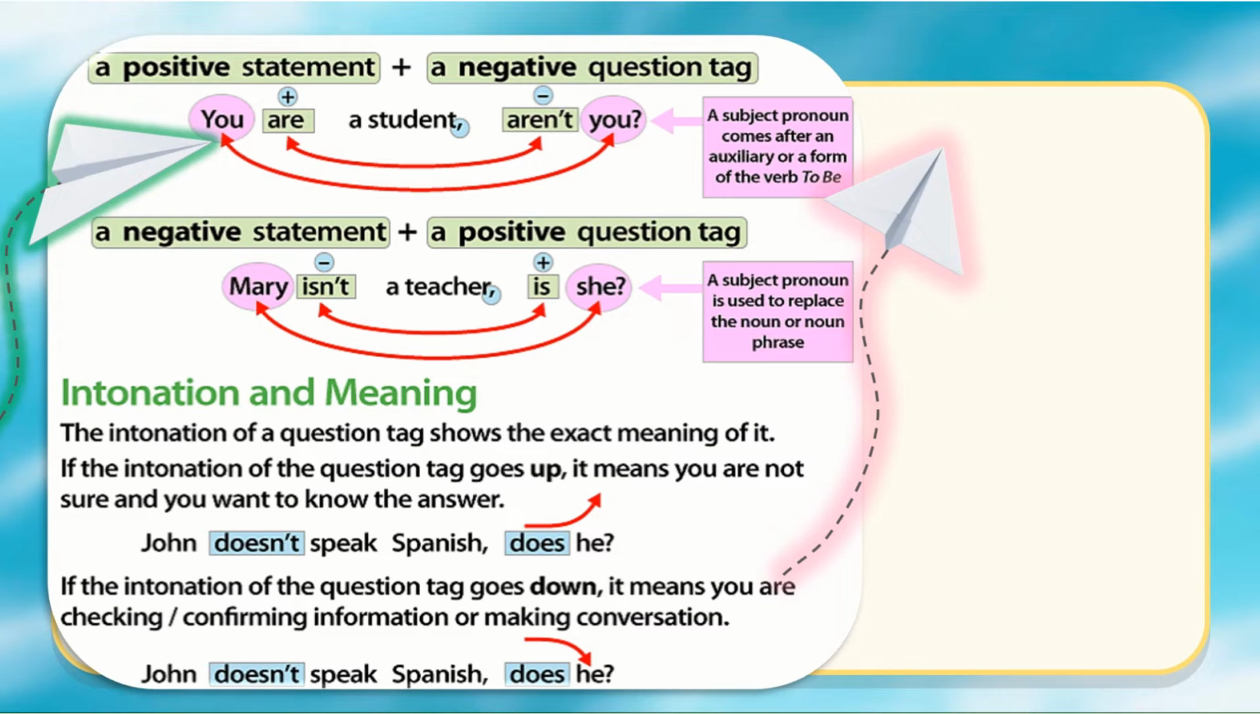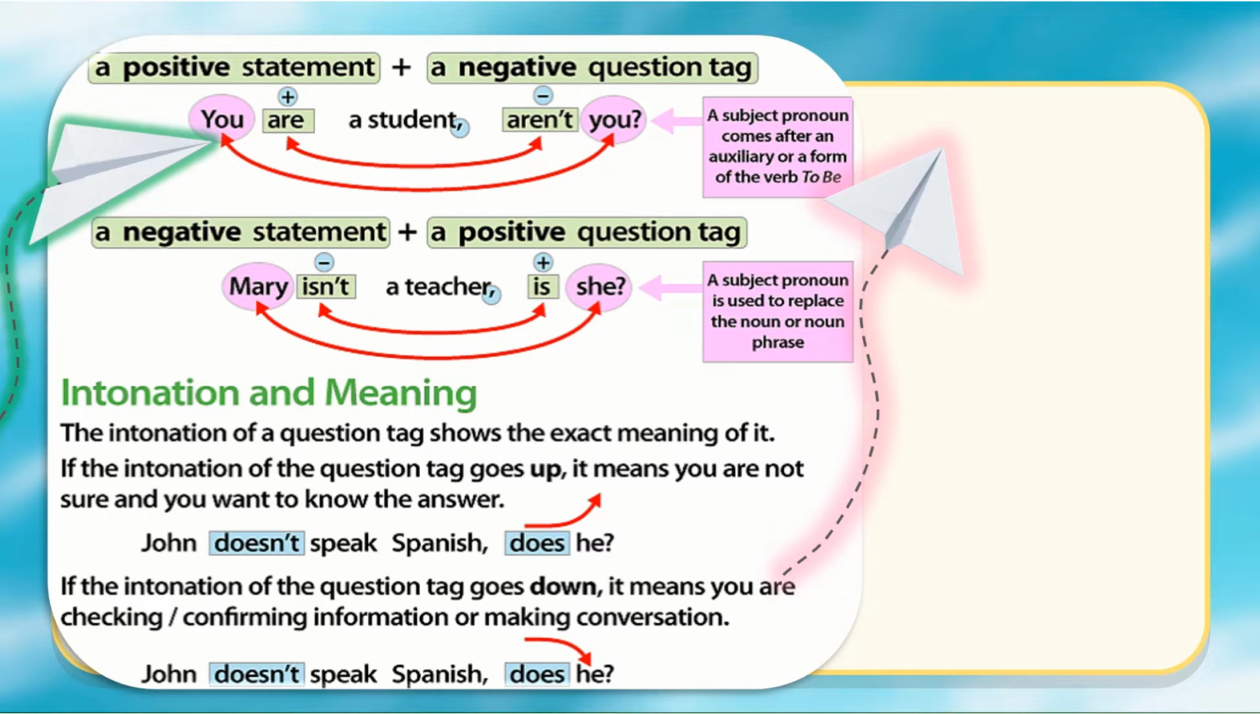You have a positive statement plus a negative question tag. First, you have: you are a student. This is a positive statement because you're using are in the simple present, right? And in affirmative form. A subject pronoun comes after an auxiliary or a form of the verb to be. So, if you have a negative statement, you need to have a tag question in positive.